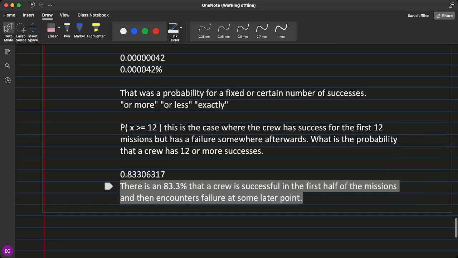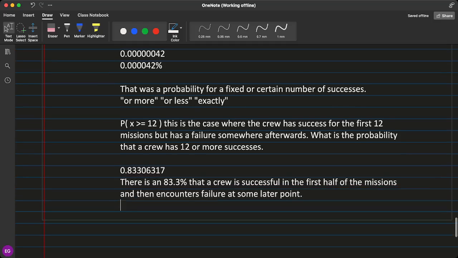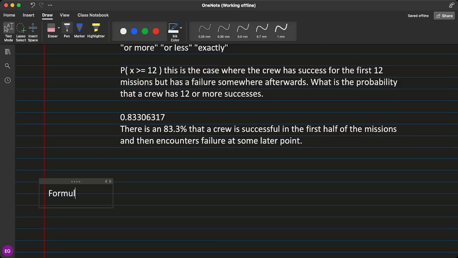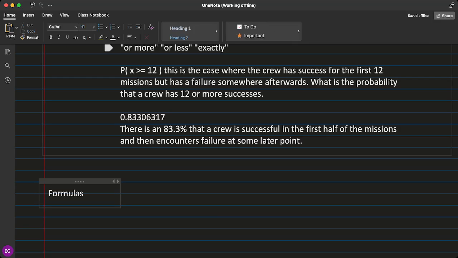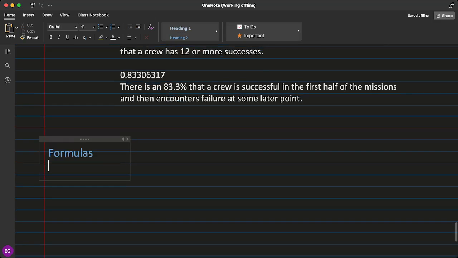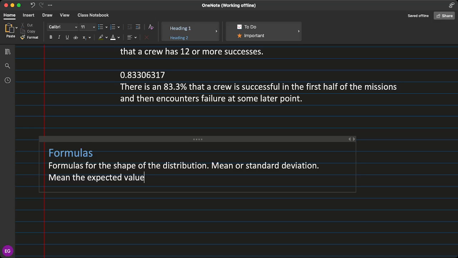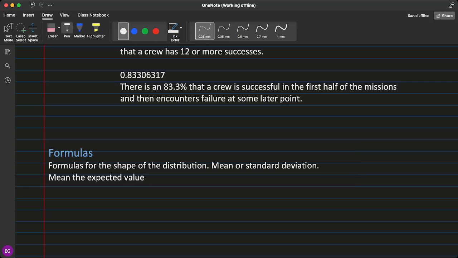Okay, so one more thing I want to tell you. I have some formulas to give you. These are formulas for the shape of the distribution. So you might be wondering, what's the mean or standard deviation? When we're dealing with a binomial distribution, we call the mean the expected value. Remember that the symbol for the mean is mu.